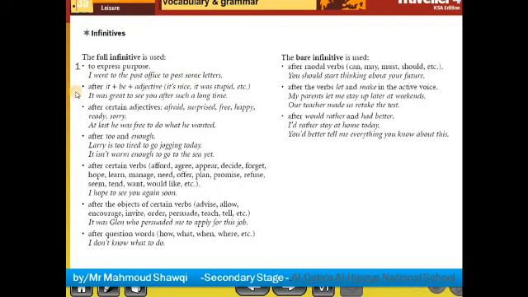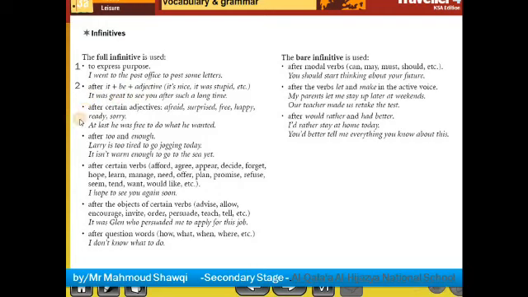Okay? And number 2, after it plus be plus adjective. It's nice. It was stupid. For example, it was great to see you after such a long time.